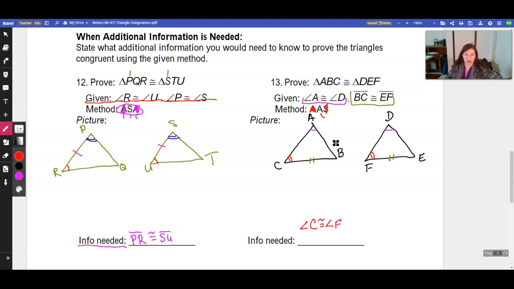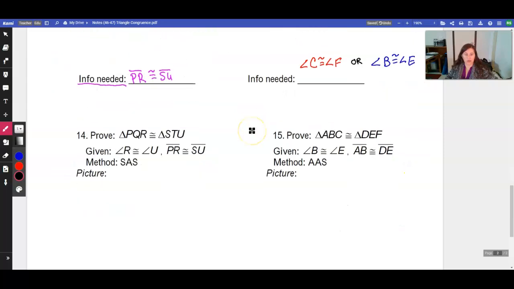I can actually do the other one too. So if I chose B instead of C, so let me erase that. If I chose B instead of C, in this case, it would still work. I still have 2 angles, and then this side is not between them. Okay, so you can do angle C is congruent to angle F, or you can do angle B is congruent to angle E. Not all of them will be like that, but this one just happens to work out that either of those will make it angle, angle, side.